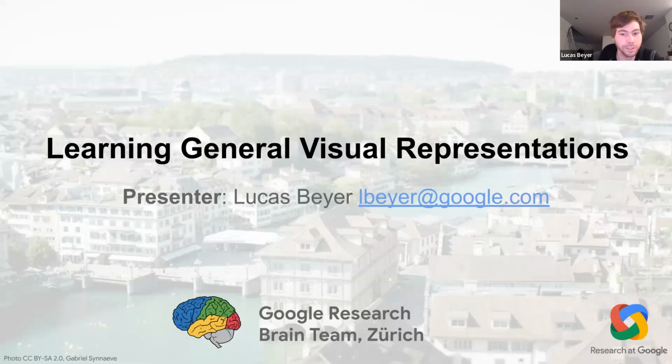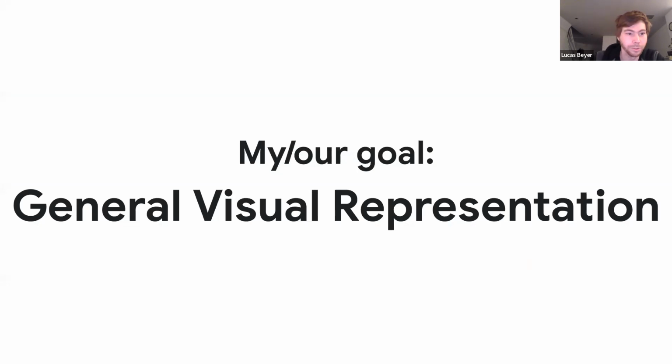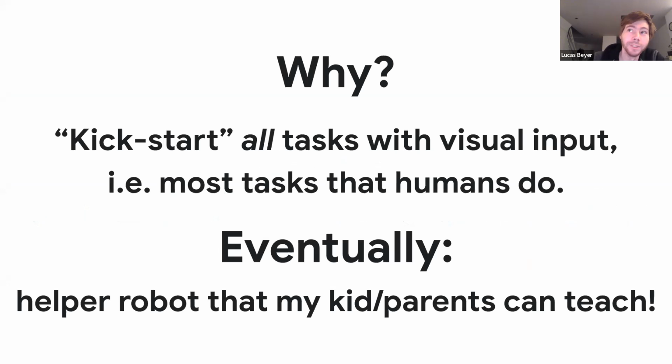General visual representation, what does it even mean? Isn't it just some buzzwords thrown together? So it means basically an understanding of the visual world that is really good and really generic. And we're going to see more concrete examples of what I mean by that pretty soon. Why do I even care about this specifically and not other interesting things in machine learning, deep learning, and so on? Because I believe you need a good visual representation to kickstart basically all the tasks that humans can do and use visual input.